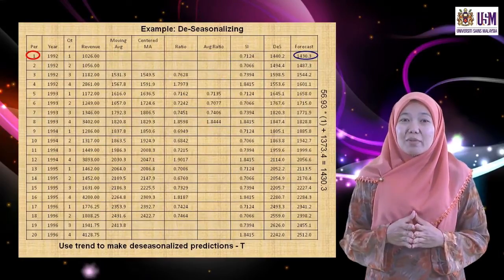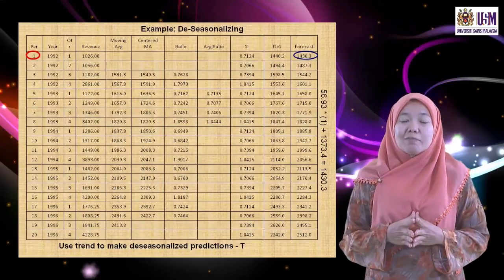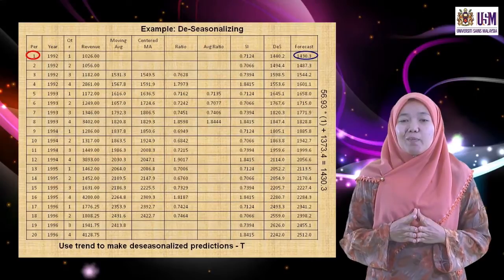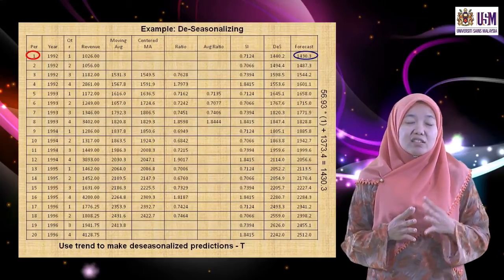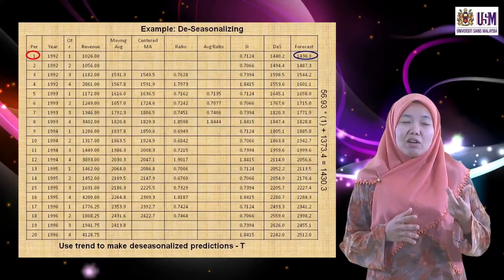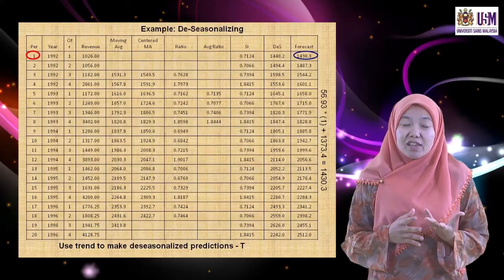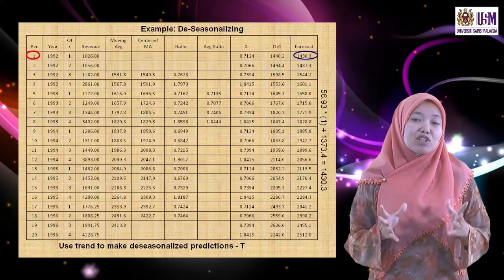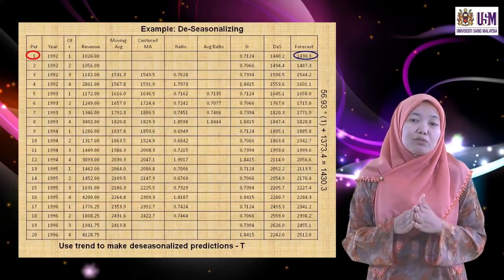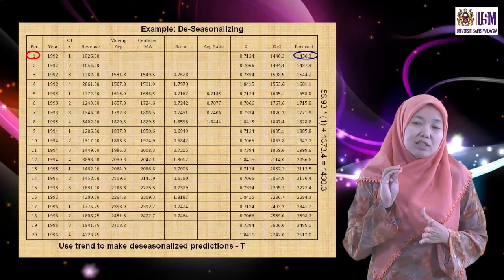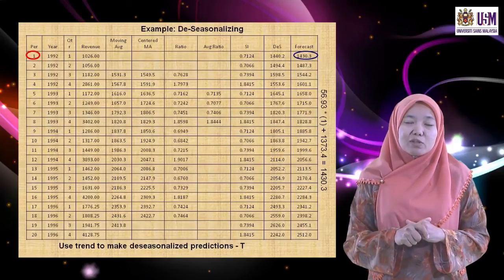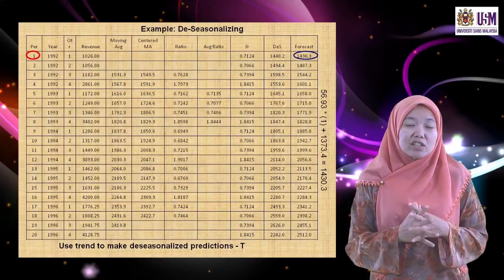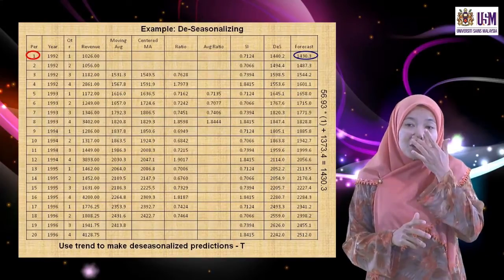Okay, we're still talking about deseasonalizing your data. Based on the plots that you have seen earlier, where you plot your deseasonalized values for all the quarters over the years from 1992 up to 1996, you can fit a regression line. You don't have to do that manually. You just click the appropriate steps in the computer, and then you get your regression line, so you have your regression equation, your model.